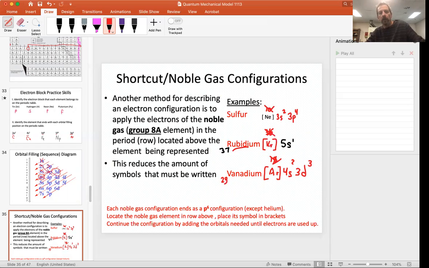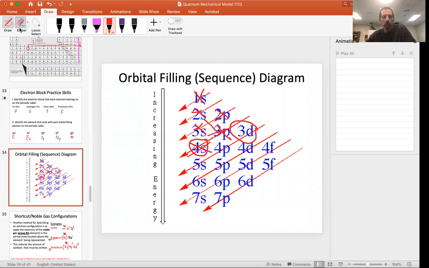I hope that you can find use for this instructional tutorial if need be. So look it over maybe a couple times. If you're having some challenges with shortcut configuration, rewind back, look and see where we got sulfur and rubidium from. But know that you have to have a periodic table handy, and you got to be intimately familiar with what this filling sequence diagram is really about.